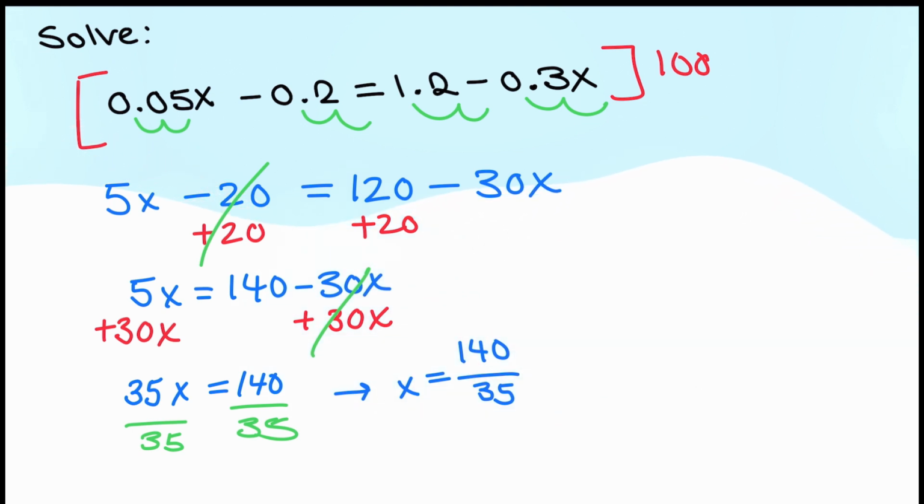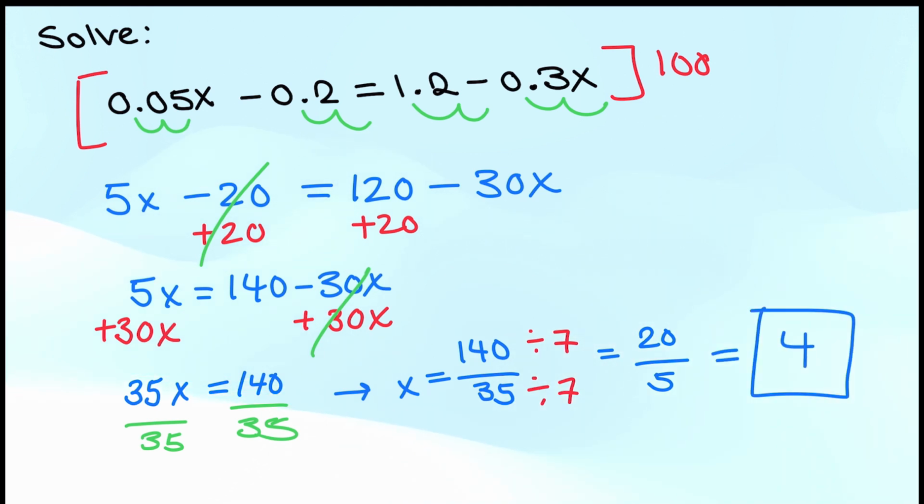This is something we can definitely reduce. 140 and 35 are both divisible by 7. 140 divided by 7 should be 20. 35 divided by 7 is 5. So 20 over 5, I can go even further with that. 20 divided by 5 is 4, and that would be my final answer.